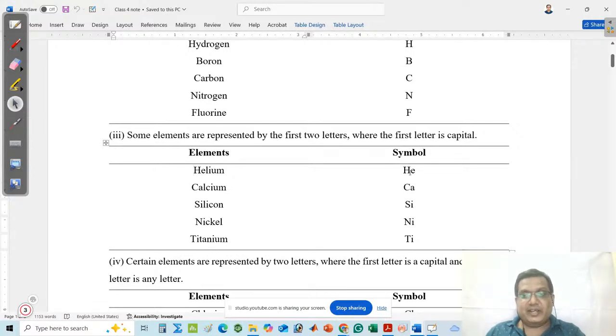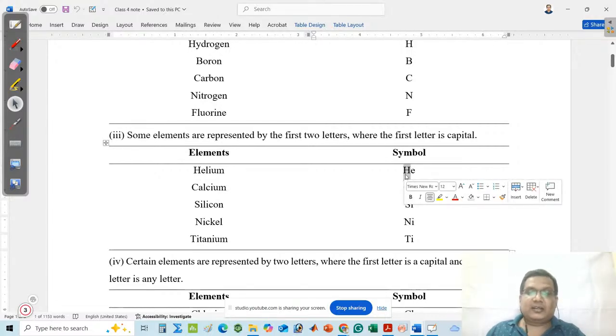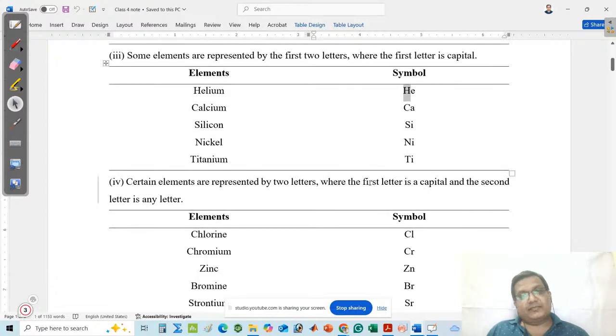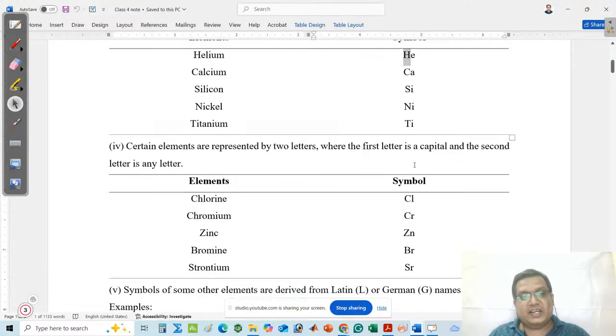The symbol given here is He. That means for writing the symbol of helium, we use the first two letters, and the first letter must be capital. The first letter is H, so here I have written H in capital form. Similarly, think about calcium. The spelling is calcium, and the symbol is Ca. Similarly, silicon, Si, nickel, Ni, titanium, Ti.